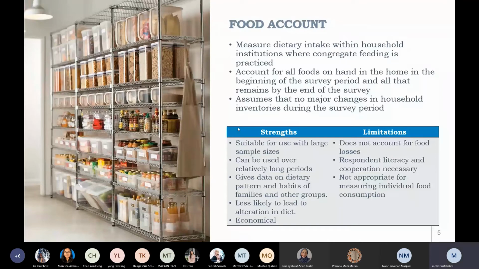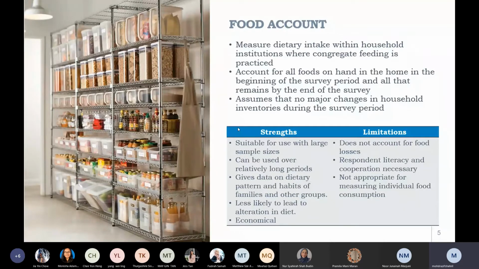It is less likely to lead to alteration in diet, because if the food is missing from the pantry, it won't go anywhere else except into the stomach of the residents. So we assume that. And it is very economical to do this kind of study, because we don't have to measure each individual. We just measure at the pantry or at the store.